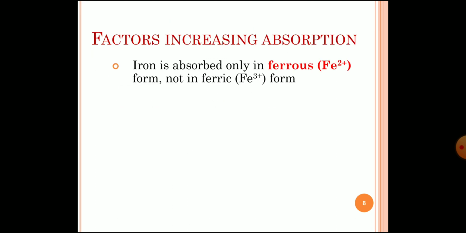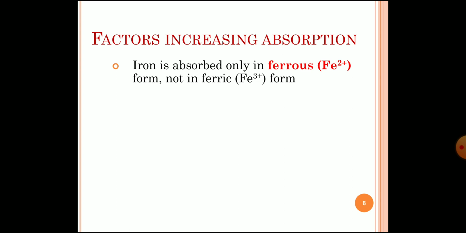Now, what are the factors affecting the absorption? When you have to write about absorption, you have to mention the factors that are either increasing or decreasing the absorption. Iron is absorbed only in the ferrous form. Remember, it is only in the ferrous form, not in the ferric form.